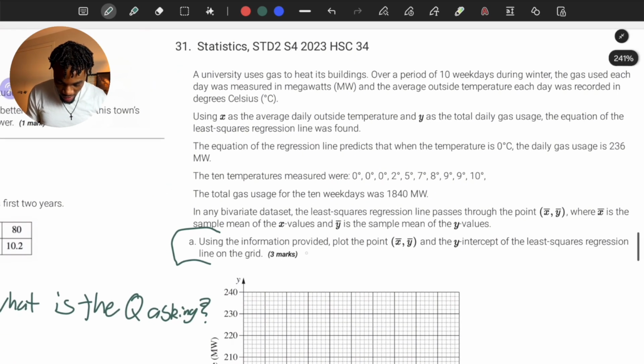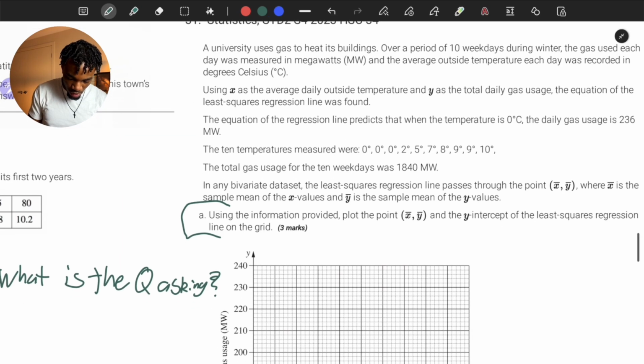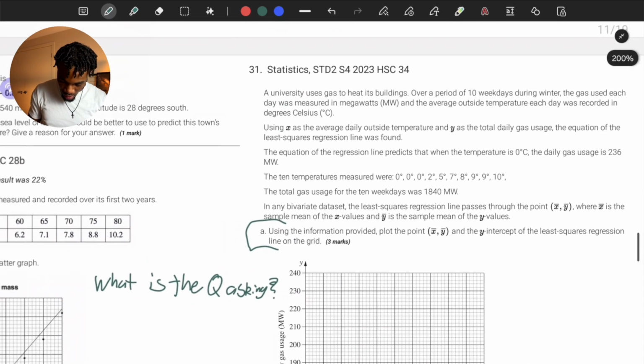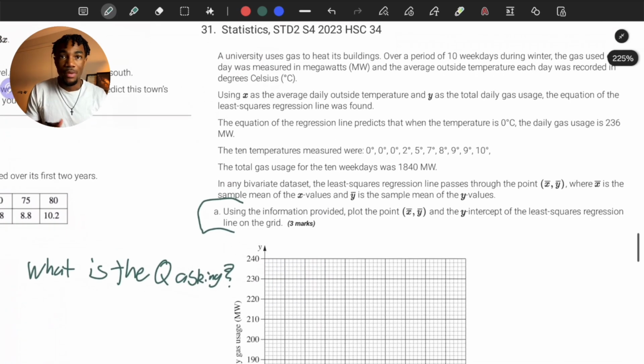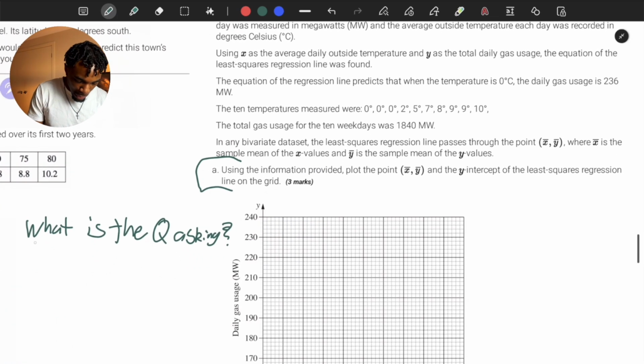So using the information provided, plot the point (x̄, ȳ) and the y-intercept on the least squares regression line on the grid below. All right. So what's the question asking? It's asking me to plot a graph.